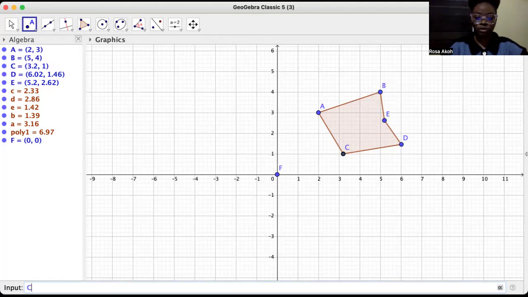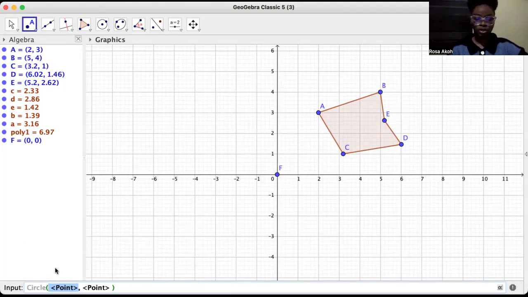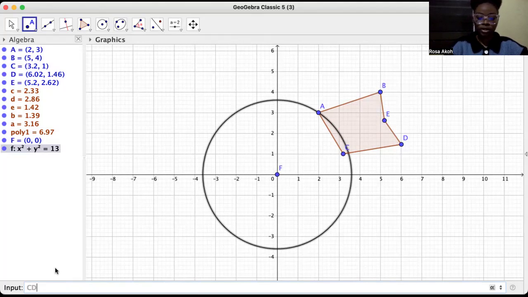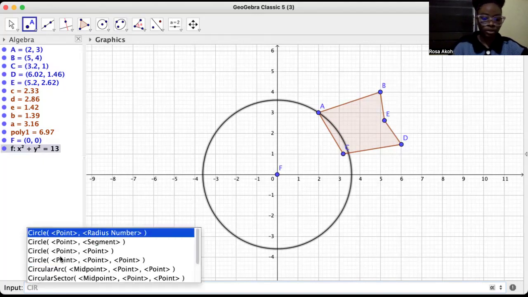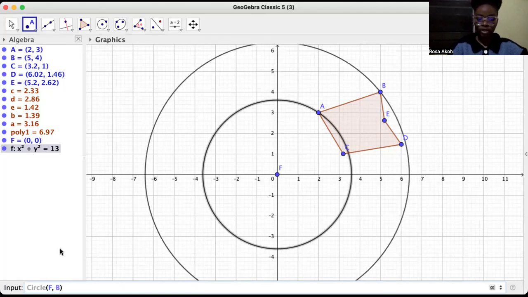So let's get into creating our circles. We go into the input field, circle. We are creating the circle with a point and a point. So circle F, A. The next one is circle F, B. The circumference will touch B and the center is F. So we'll do it for all five sides.